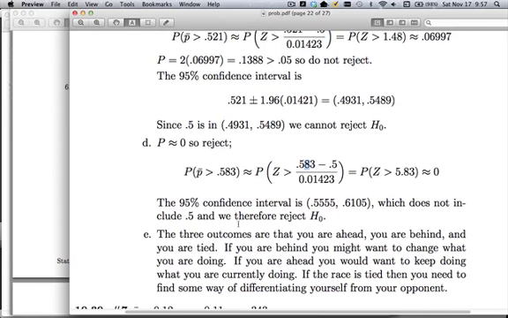All right, that's how you do a test for a single proportion.